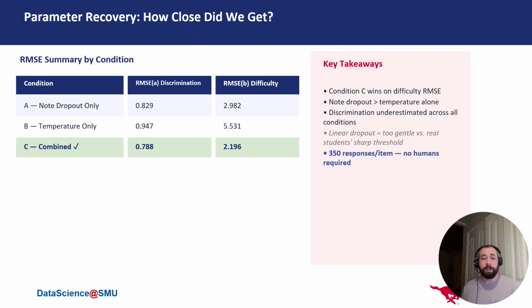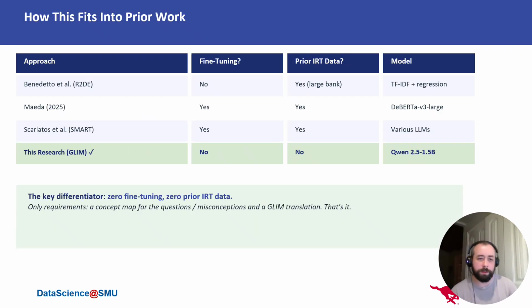I won't drain this too much, but these are the results, the RMSEs for discrimination and difficulty. You can see the combined model 1. And the big thing is, obviously everyone's doing AI all over the place. How this is different is it's not using any fine tuning. So we're not taking some big model and training it to be a lower ability score or higher ability score. And we're also not using any previous IRT data. So you could use this for smaller niche subjects or brand new subjects, potentially, where you don't already have that IRT score to train your models on as a starting point.